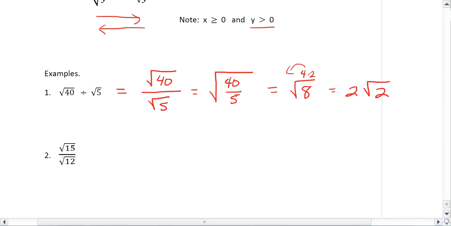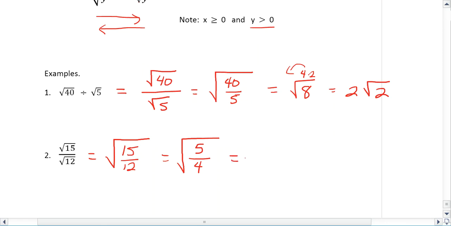All right, example 2 is already written in the fraction format with square root 15 divided by square root 12. So using the quotient property, I can write those under one radical sign because I'm seeing there's some work I can do here. 15/12 does reduce. So let's reduce that by 3 and see what we have to work with here. So now this is interesting, which leads us into our next discussion.